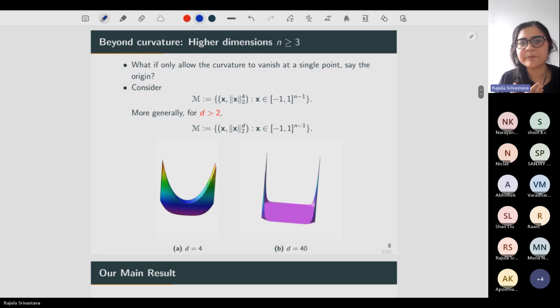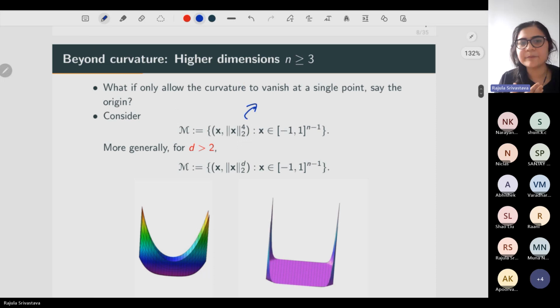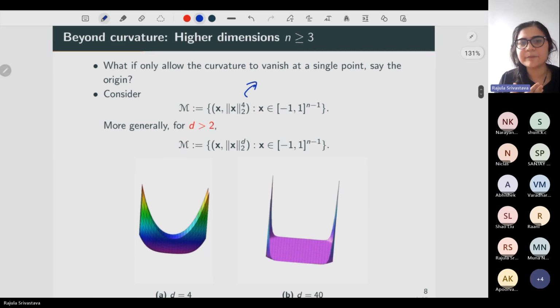So when Nicholas and I wanted to study this problem in higher dimensions, what we wanted was another example in higher dimensions, for hypersurfaces where the curvature does vanish in a controlled way at exactly one point. The hypersurfaces that we consider are parameterized by a homogeneous function of degree d. For a homogeneous function of degree d, the Hessian for sure vanishes at the origin, and we are considering the class of functions where the Hessian vanishes only at the origin.